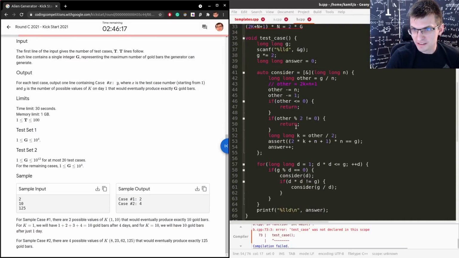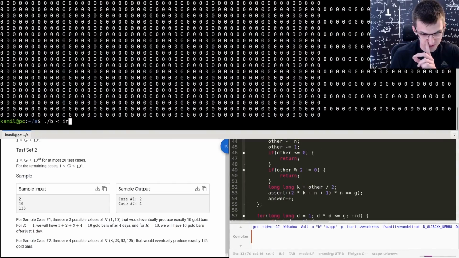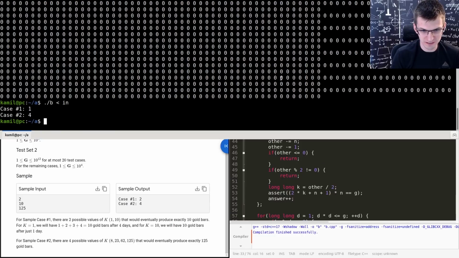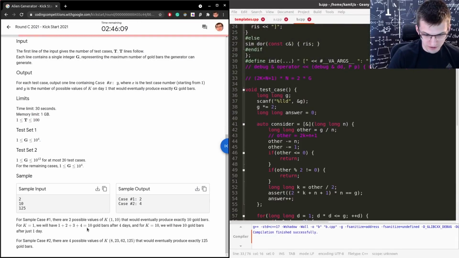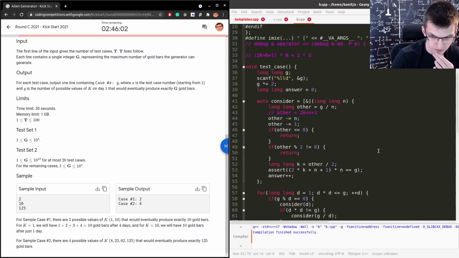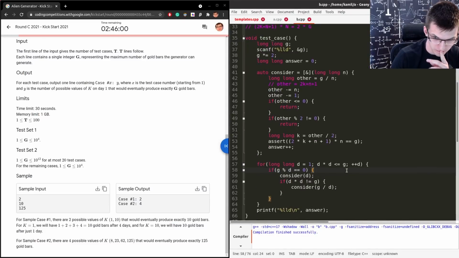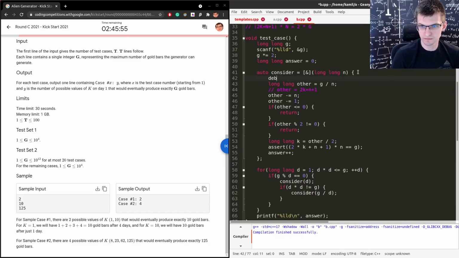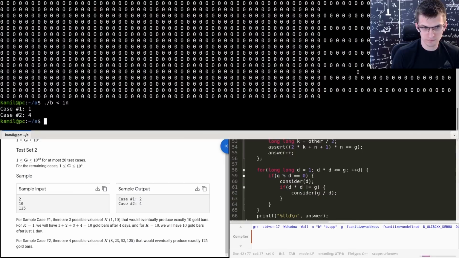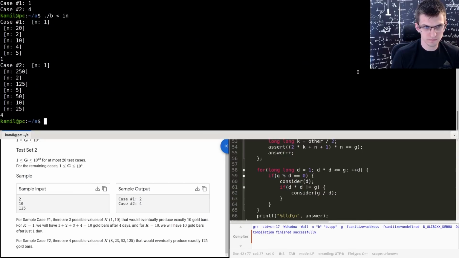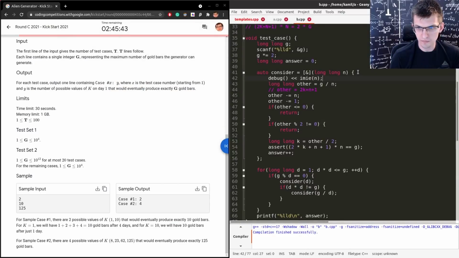What happened here? Oh, that was some old binary file. Okay, why? N can be 1, 2. Okay, we considered all the divisors of 20.